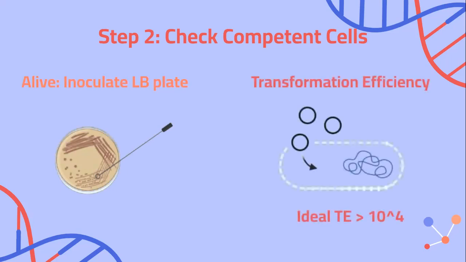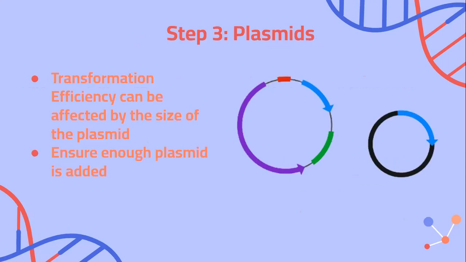During this phase, you can also transform the cells with an uncut plasmid to determine the transformation efficiency, which is the number of transformants generated per microgram of supercoiled DNA used in the transformation reaction. An ideal transformation efficiency is greater than 10 to the power 4. Another aspect to inspect is the DNA plasmid being utilized. For example, the size of the plasmid impacts the transformation efficiency of the plasmid. Large plasmids have a lower transformation efficiency than small plasmids, indicating to researchers that a different electroporation method may have to be utilized. As well, it is important to ensure that an adequate amount of plasmid DNA has been added. Ideally, you want to use between 10 to 100 nanograms of DNA in total.